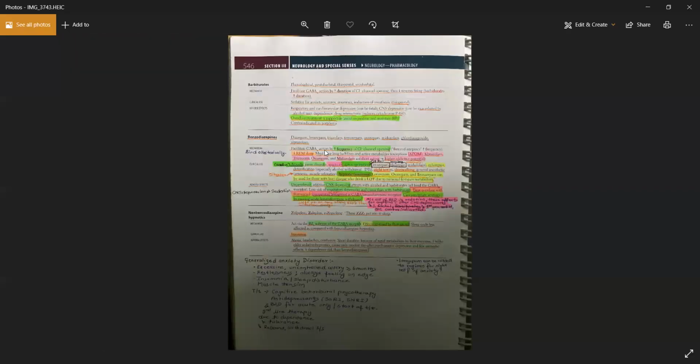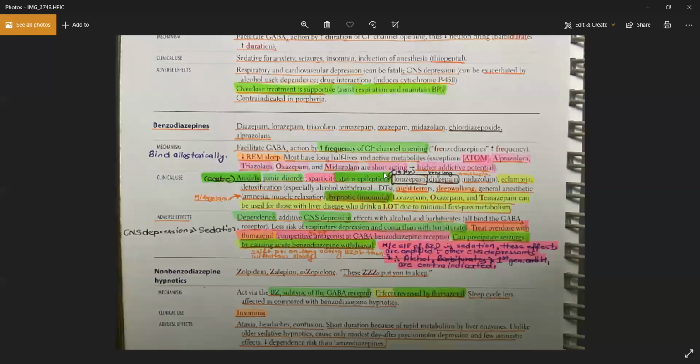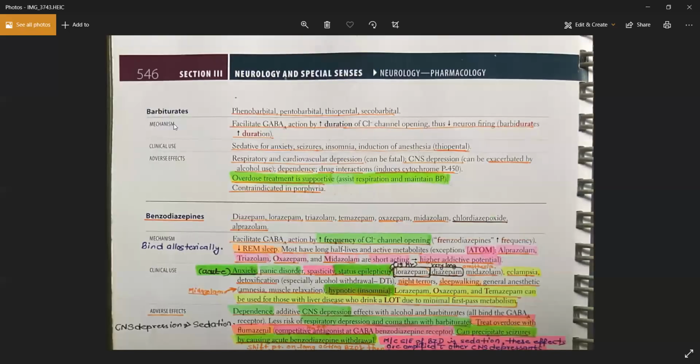Then you have the barbiturates. The function of the barbiturates is to increase the duration of the chloride channel opening. And as a result, the chloride influx will occur, and that will lead to hyperpolarization of the neurons, and that will decrease the neuronal firing. Uses include anxiety, seizures, insomnia, anesthesia, thiopental for example.